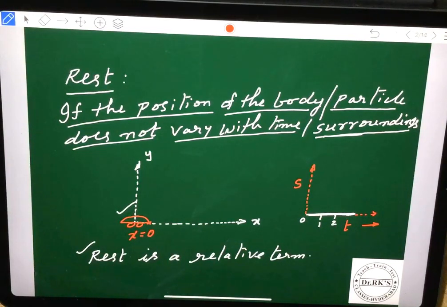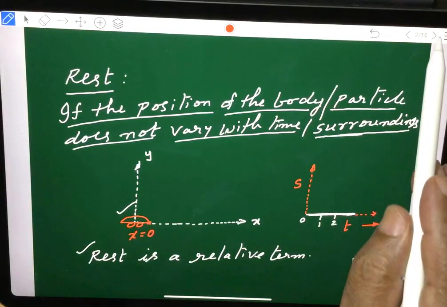Even though with respect to time, you are at rest on earth, but with respect to the moon, you may be moving. So rest is always a relative term.